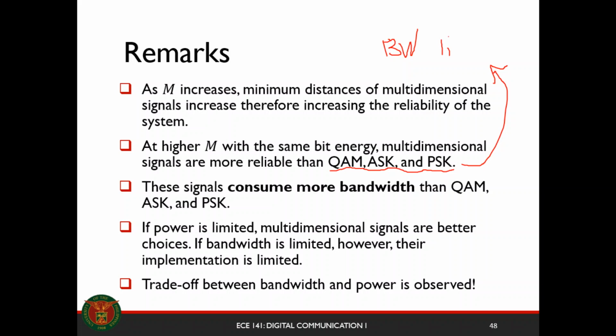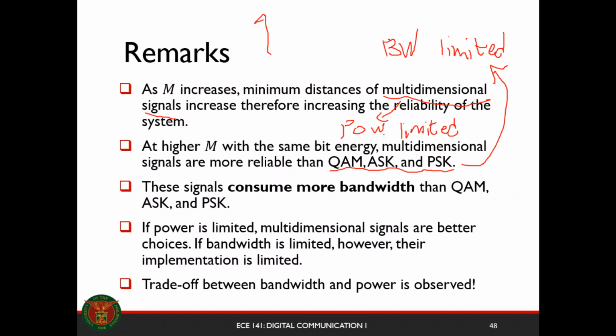So you have limited bandwidth, but you can transmit at any power, then you can just use QAM, ASK, and PSK. But your multidimensional signals, these are what we call power limited. So if you're limited in transmit power, then you can consume more bandwidth so that you can cram more symbols. So basically, there's some form of trade-off.